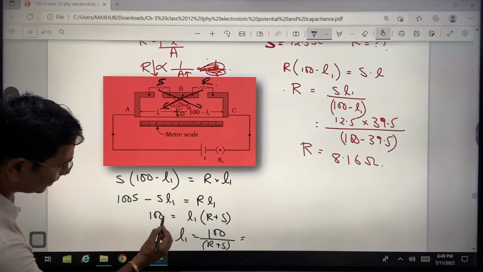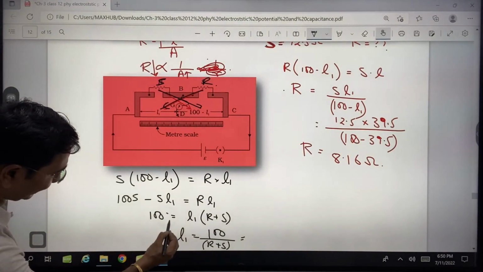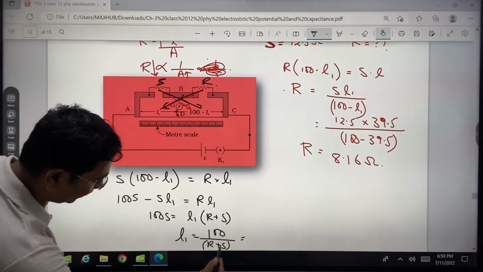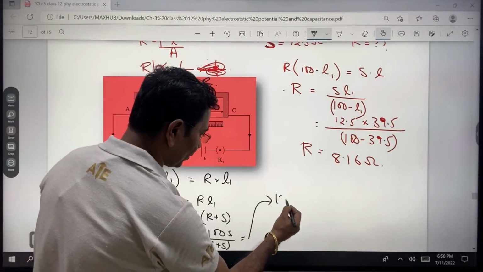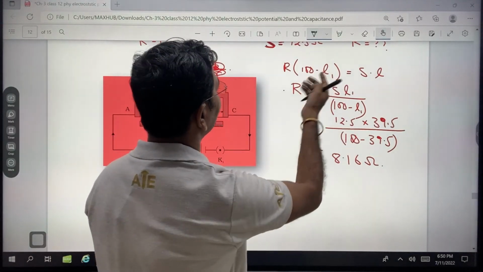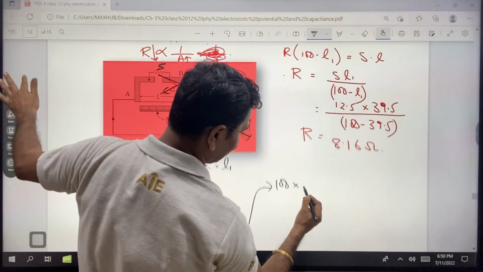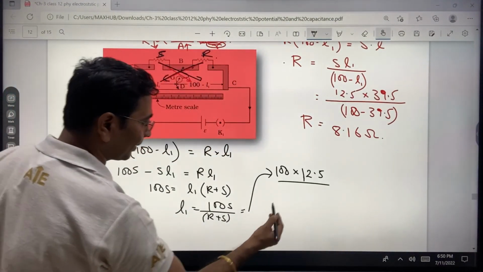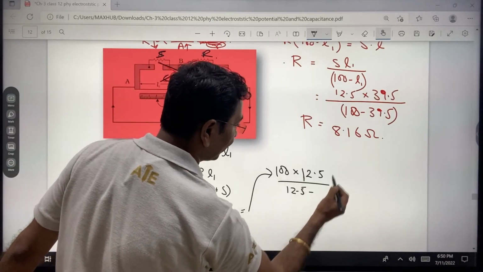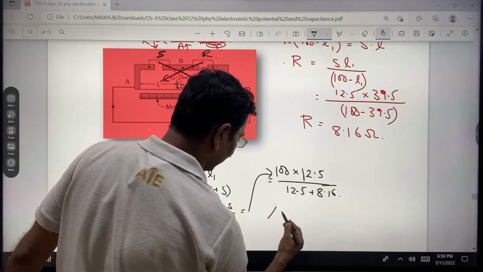This is 100S. I'm sorry, here I took L and it came, so this is 100S. So 100S it is. So just put it over there. You know what is S? So 100 into S. So what was S for us? S for us was 12.5. So S for us was 12.5 and below R plus S. So 12.5 and what has come out for us now? 8.16. Just get the result and you will get your L.